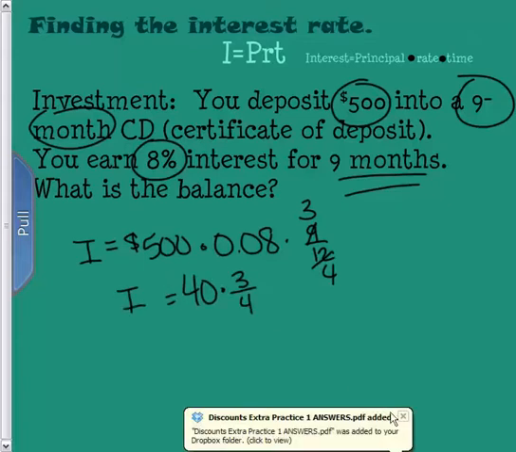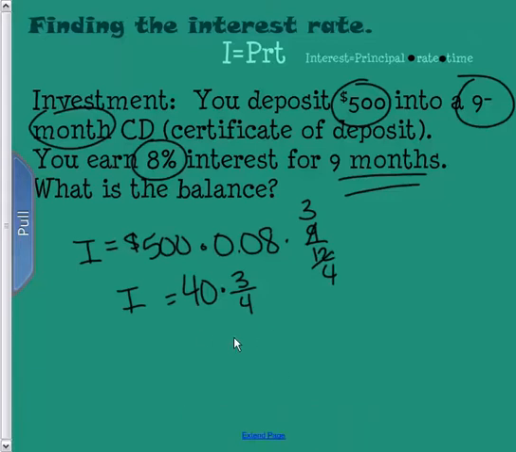Just to recap on how to multiply, you can always do over 1. And you can simplify this by multiplying 40 times 3 and getting 120 divided by 4 and getting, if you divide, you get 30. Okay? Or you can just multiply. You can simplify within the problem, 10 and 1 and still get 30. So either way, we're going to get $30.